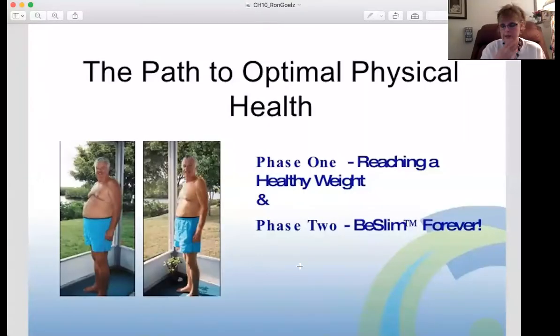On page 117, Dr. A introduces us to a guy named Ron Gels, and Ron says that learning the habits of health changed his life forever. And I want to show you a picture here of Ron. I know he's on here. All right, here we go. So this is Ron. You can see him there with his big old belly there and his smaller belly.